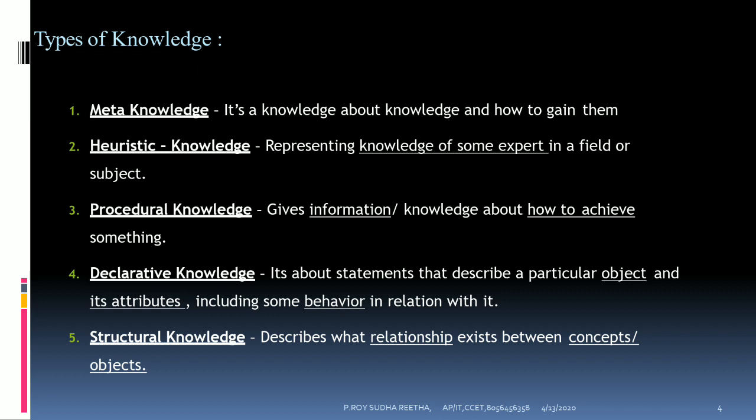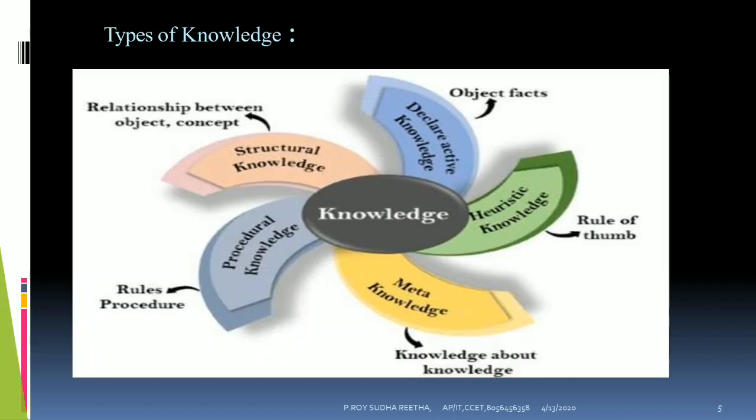And what is meant by structural knowledge? Structural knowledge describes the relationship between the different objects in the knowledge. These are the 5 different types of knowledge, and it is very essential to know all these 5 types of knowledge. That type of knowledge is represented in the form of a diagram.